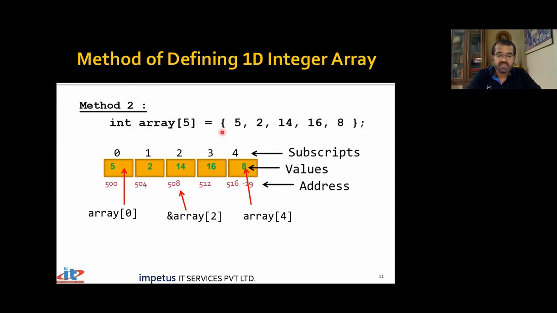Since I'm having a set, I use curly braces. I say 5, 2, 14, 16, 8. That means 5 will initialize the first variable, 2 will initialize the second variable, 14 will initialize the third variable, 16 will initialize the fourth variable, and 8 will initialize the fifth variable. All elements inside this array have been initialized.